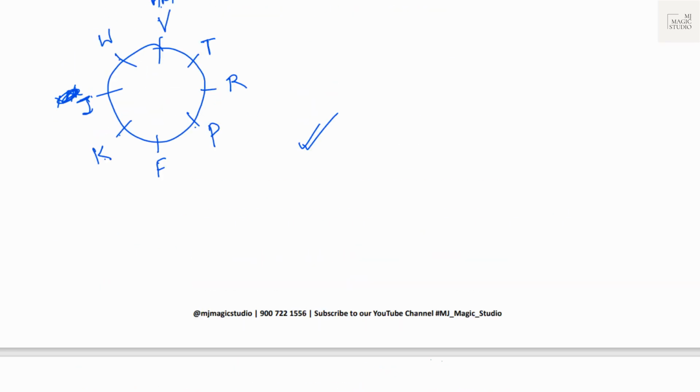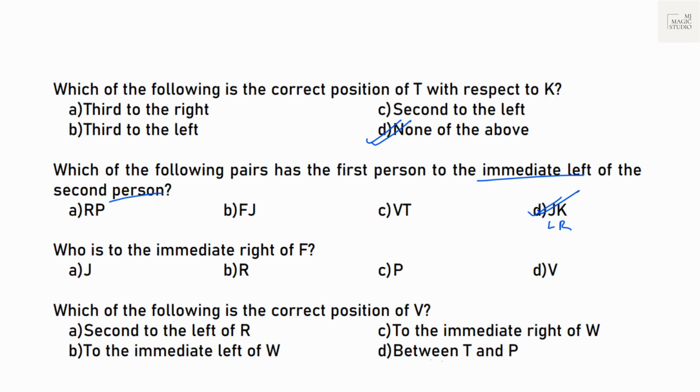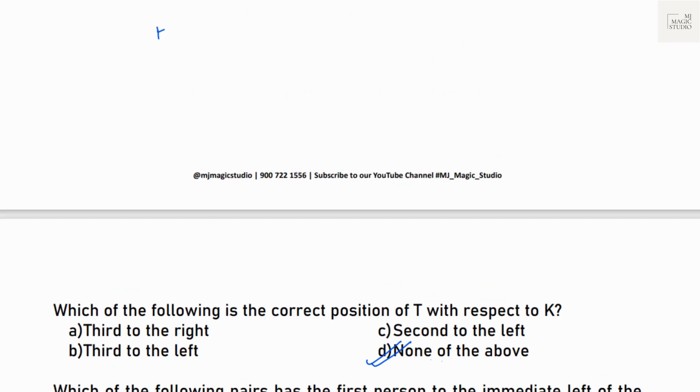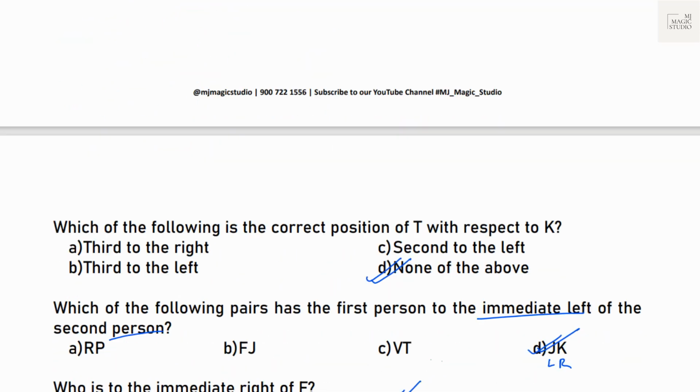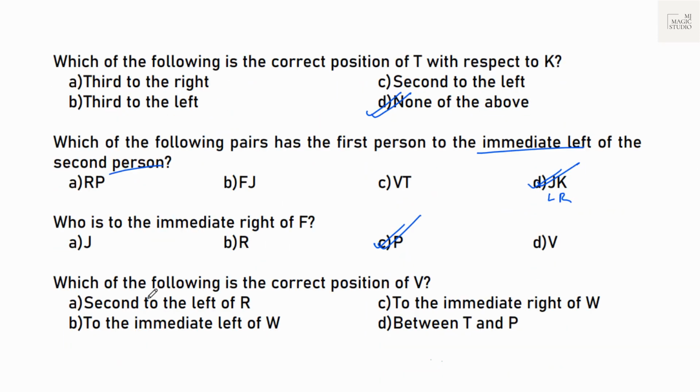Who is to the immediate right of F? Immediate right of F is P. Which of the following is the correct position of V? V is between W and T. V is to the immediate left of W. Option B should be the result. You just match it up.